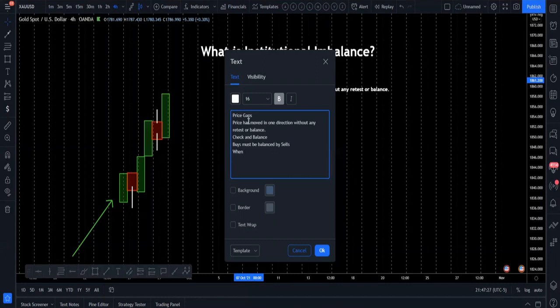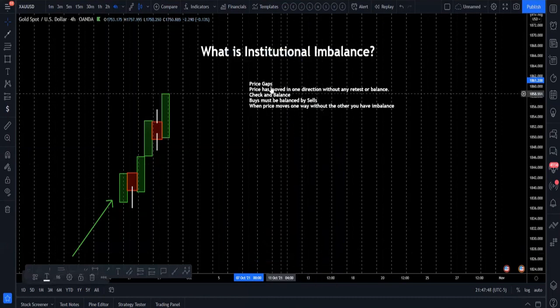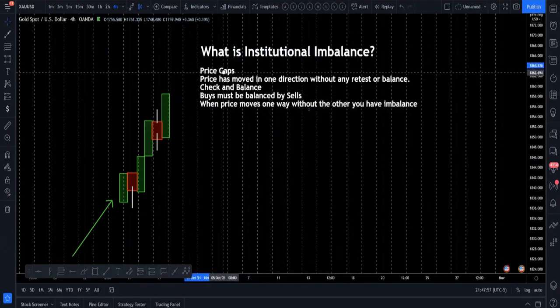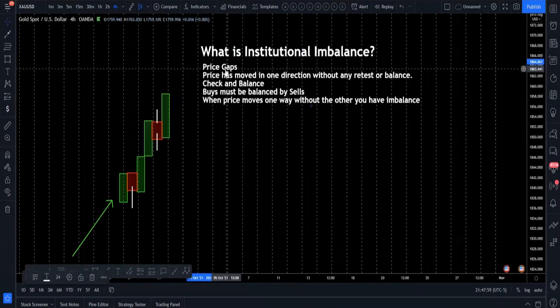When price moves one way without the other, you have imbalance in the markets. So the way that the institutions, the market makers, look at this price imbalance is that they want to make sure that they can fulfill orders, and they want to make sure that orders are not left unattended.